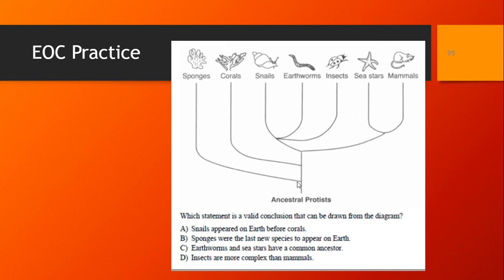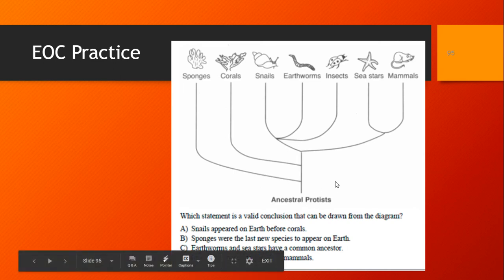C, earthworms and sea stars have a common ancestor. So we have earthworms and we have sea stars. If we follow the lines back, they meet right there at this point. So whatever organism's there, whatever species there, is its common ancestor. Or we could go even further, and it has a common ancestor back here. So that one is true, but let's look at the last one just in case.